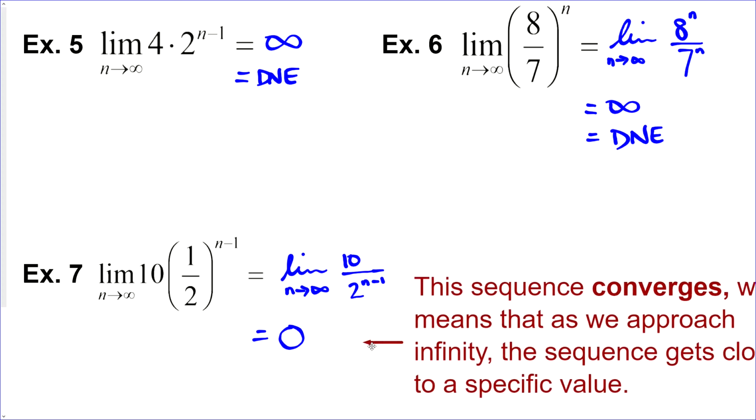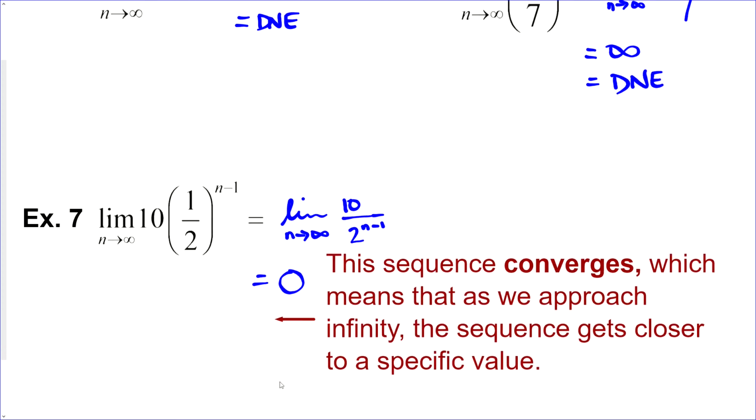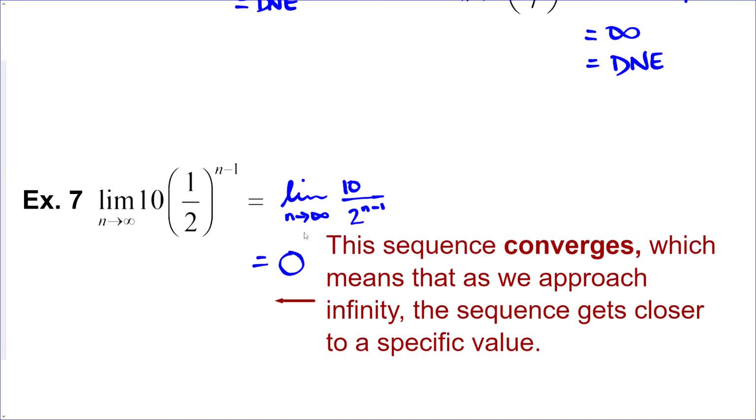So this sequence actually converges, which means that as we approach infinity, the sequence gets closer and closer to a specific value. It doesn't actually have to equal 0 ever because there is a 10 here in the numerator, but it's a limit, remember, and the limit just cares about where it is getting closer and closer. So it's getting closer and closer to 0.